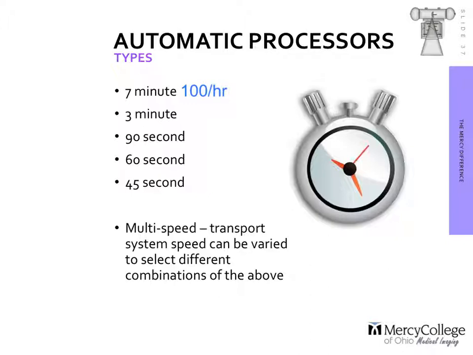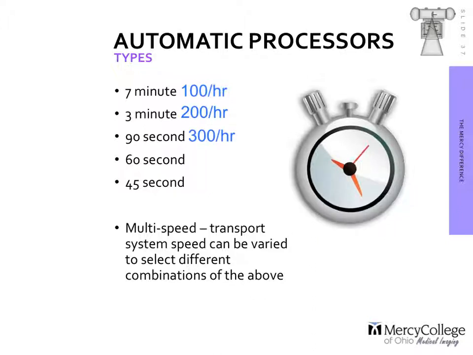You never know where in the world some of these processes are being used currently, and just because they're not used in our country doesn't mean they're not used in another country. So next up, a 3-minute processor can do about 200 films per hour. Also maybe called a double capacity processor because it's twice as fast, but it can do twice as many, so twice the capacity. A 90-second processor can handle about 300 films per hour.